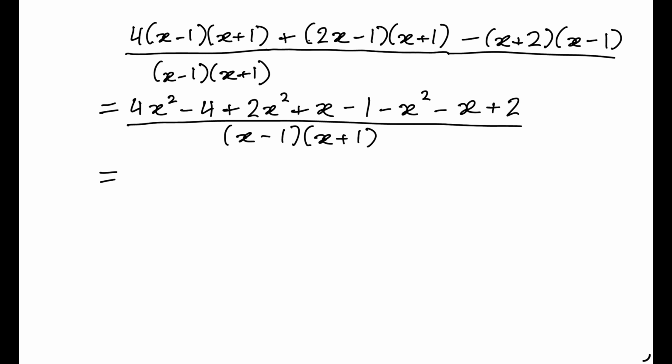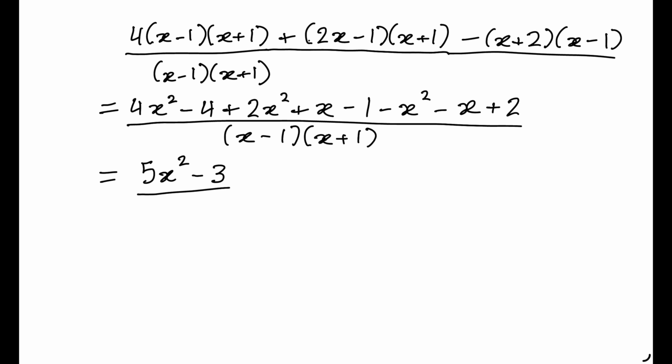We have 4x squared plus 2x squared for 6x squared. Subtract x squared. That's 5x squared. Then we have, for our x terms, plus x minus x, so that all cancels down to 0. And finally, we have minus 4, minus 1, that's minus 5. Add 2 is negative 3.